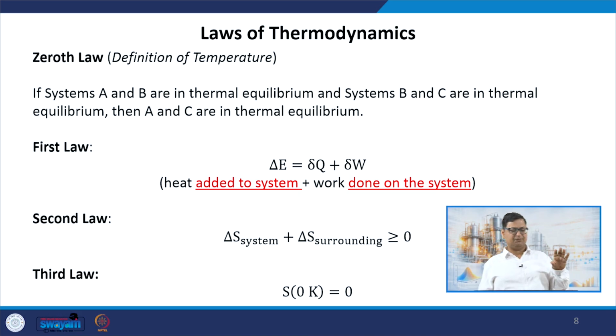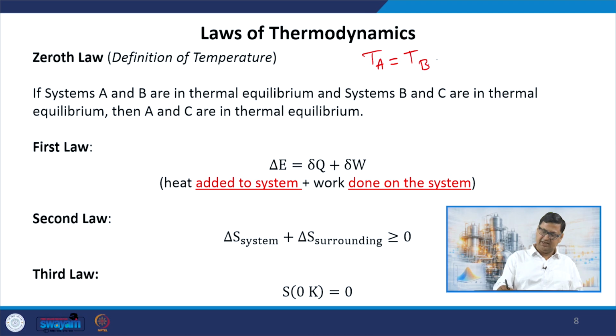So let us say, for example, if I have 2 different systems and they have the same temperature, I will say that they are in a state of thermal equilibrium. Thermal equilibrium means that something must be the same in those 2 systems. And what is the same? The temperature of that system, right? And by extension, we can say that if T_A is equal to T_B and T_B equal to T_C, then T_A must also be equal to T_C, right?